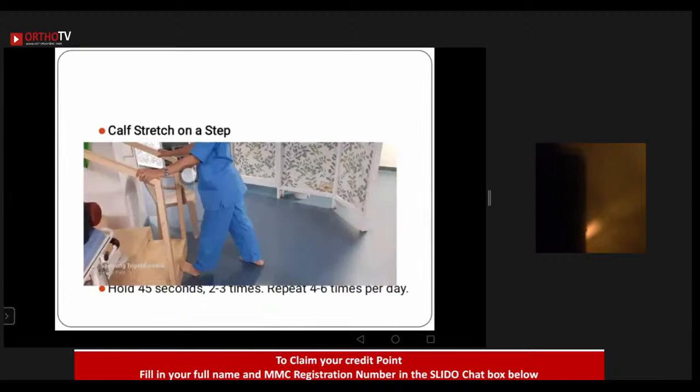The next stretch, you can just use the steps. The affected leg, give dorsiflexion on the step and share the body weight over your heel. You will again get a good quality stretch to the plantar fascia and calf muscles. You can do this for 45 seconds, repeat 2-3 times at a time, and 4 to 6 times per day.